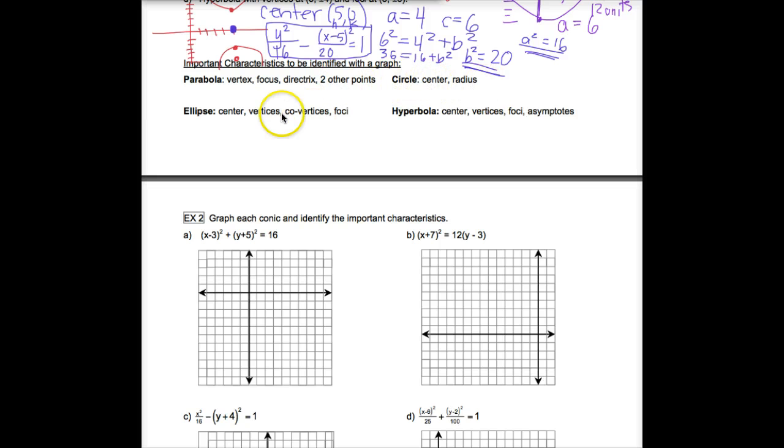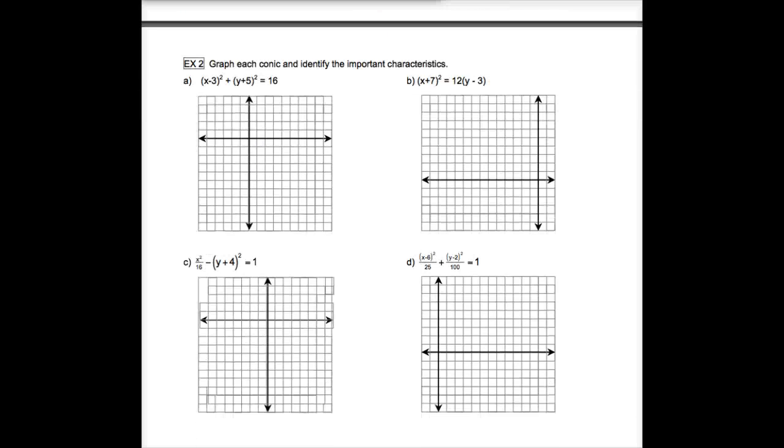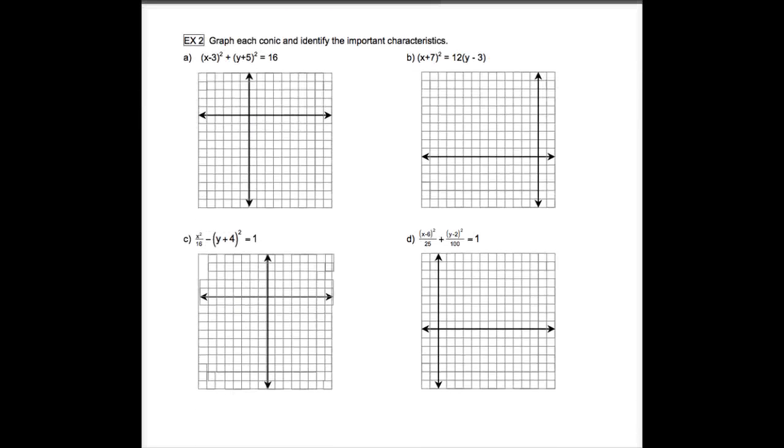Circle, just the center and radius. Ellipse, center, vertices, covertices, and foci. Hyperbola, center, vertices, foci, and asymptotes. So we're going to graph each conic and identify the important characteristics.